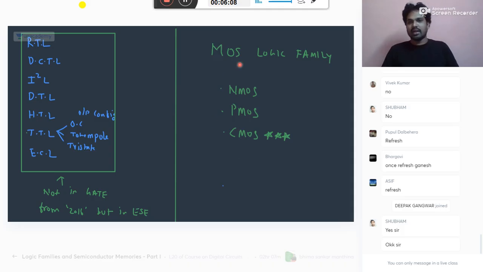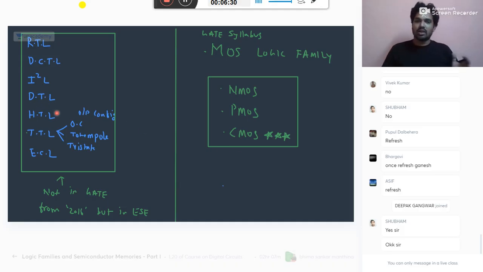So this is your GATE syllabus. The MOS logic family is there for you, so we are going to discuss that. These are the different technologies to make your gate. So how to choose which one is best for me? Out of them, I want to select a particular logic family gate only because I love that particular logic family. How to choose that?